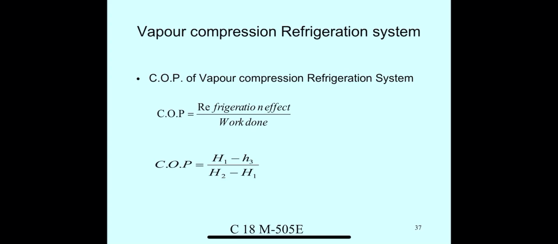In this way we can directly find the COP of the vapor compression refrigeration system if H1 and H2 are given. If temperatures are given and enthalpies are not given, then we have to follow the formulas and find the COP based on them.